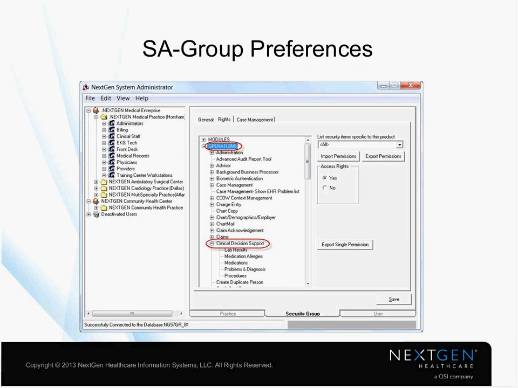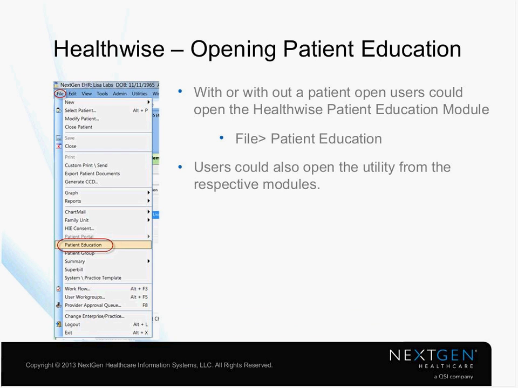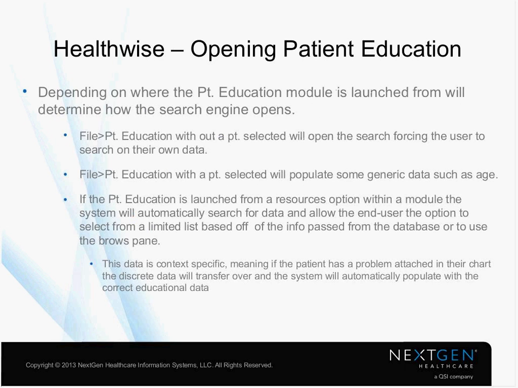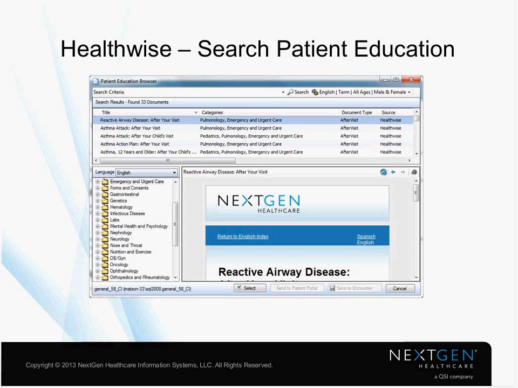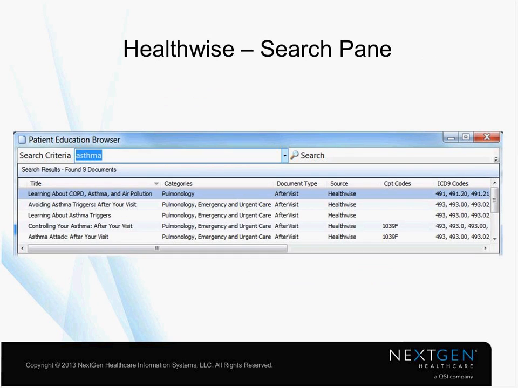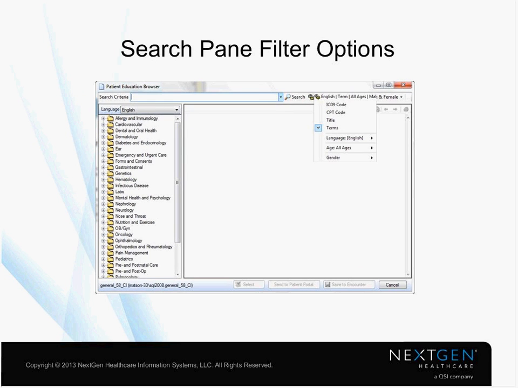Your practice preferences, we talked about that. The different requirements, your user preferences, how you navigate out to it. It really depends on where you're opening it up from, what you're going to get, what information is going to populate here for you. Search patient education pane, exactly what we're looking at. Your advanced search window, we talked about that. The filter options that you can set.